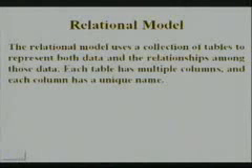So what exactly is it? The relational model uses a collection of tables to represent both data and the relationships among those data. Each table has multiple columns and each column has a unique name. That is the basic data structure. What is the basic data structure in the relational model? The table is the basic data structure. Entity is one data structure, and the relationship could be another data structure.